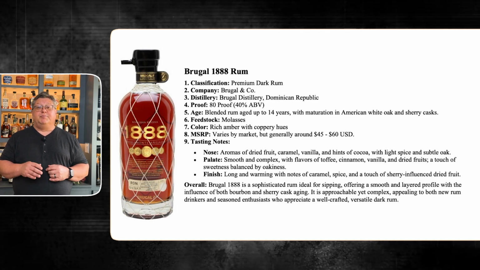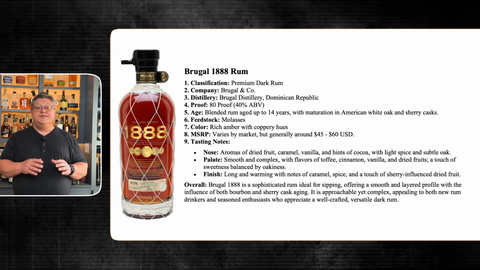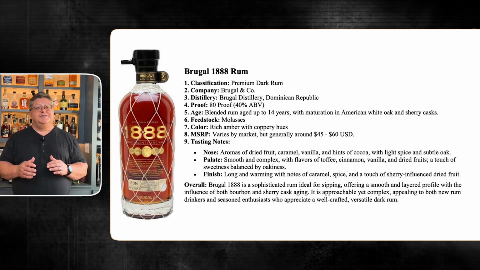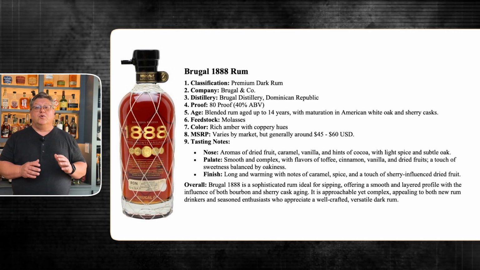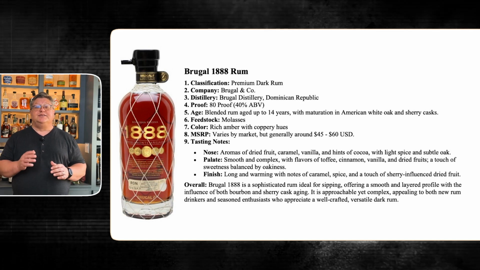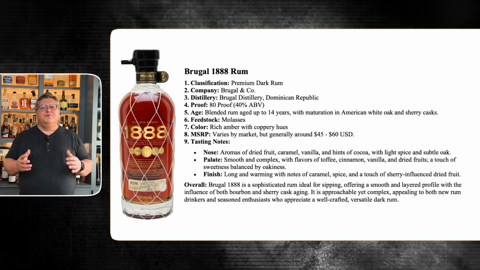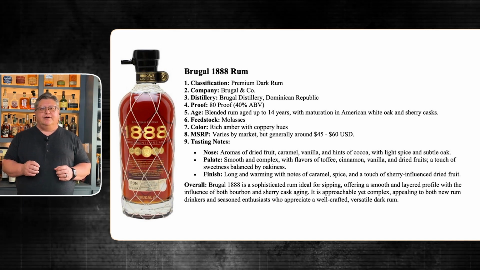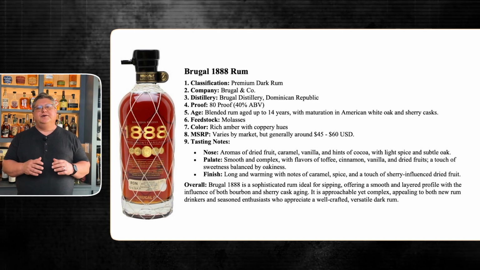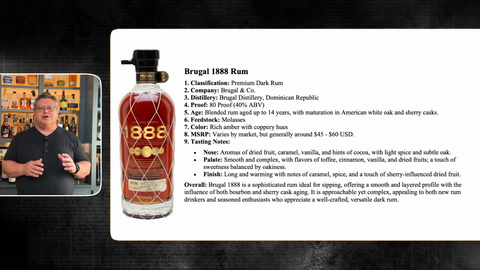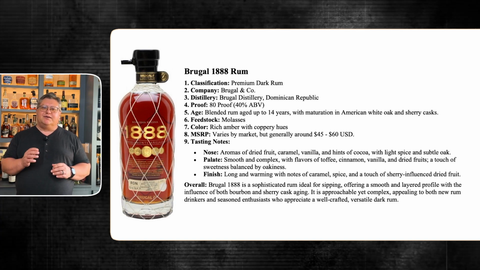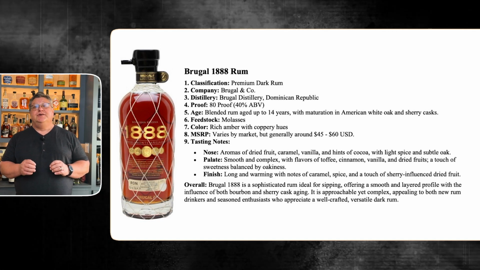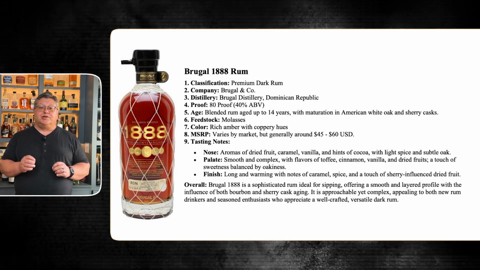Smooth and complex, the palate provides flavors of toffee, cinnamon, vanilla, and dried fruits. A touch of sweetness balances the oakiness. The finish is long and warming with notes of caramel, spice, and a touch of sherry-influenced dried fruit. Overall, Brugal 1888 is a sophisticated rum ideal for sipping, offering a smooth and layered profile with the influence of both bourbon and sherry cask aging. It's approachable yet complex, appealing to both new rum drinkers and seasoned enthusiasts who appreciate a well-crafted, versatile dark rum.